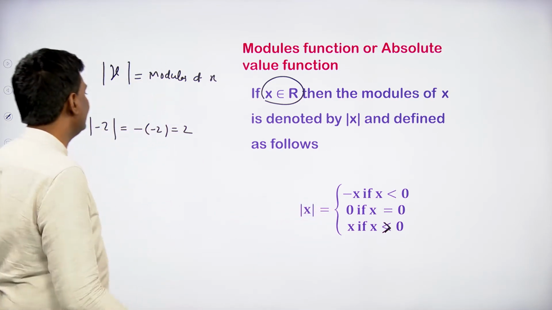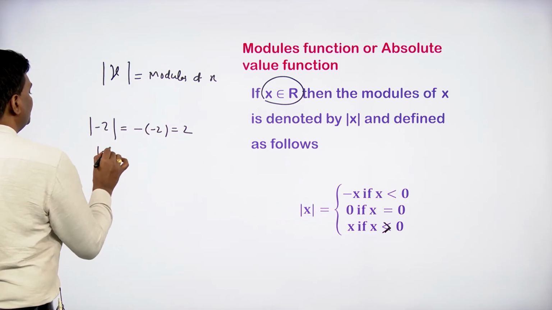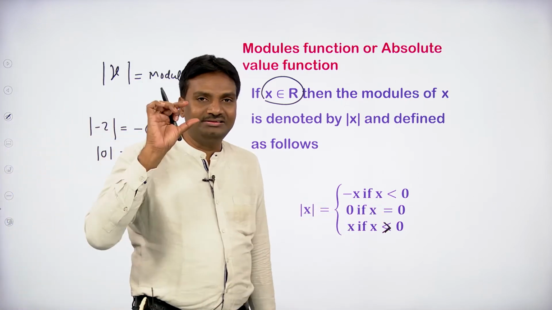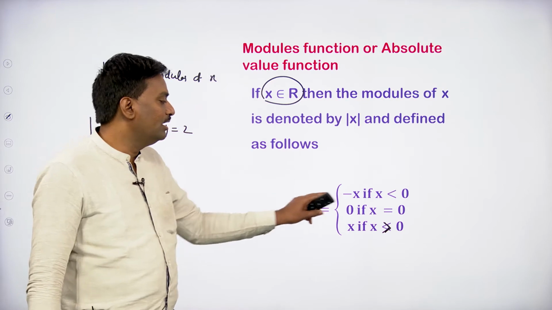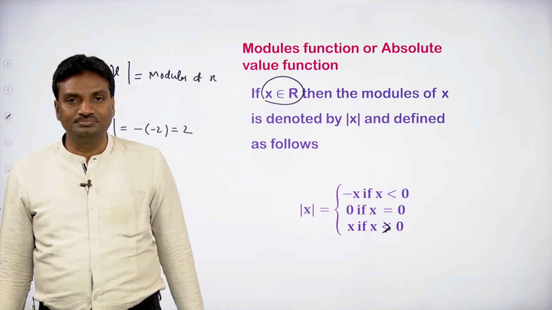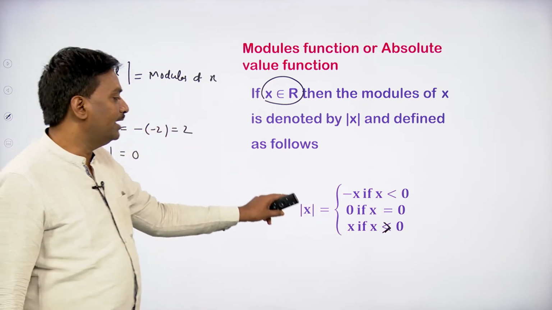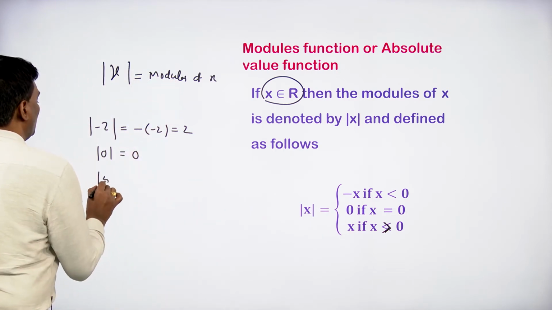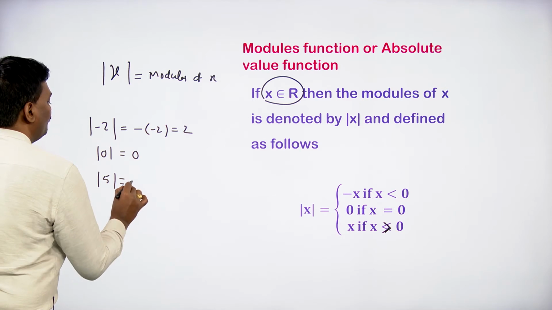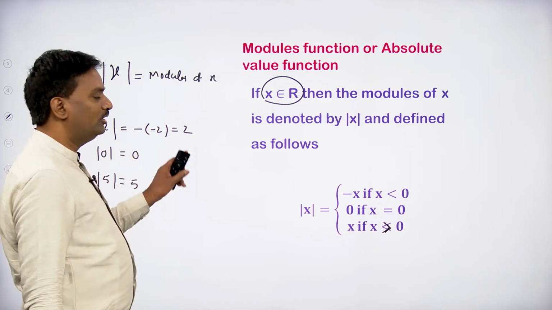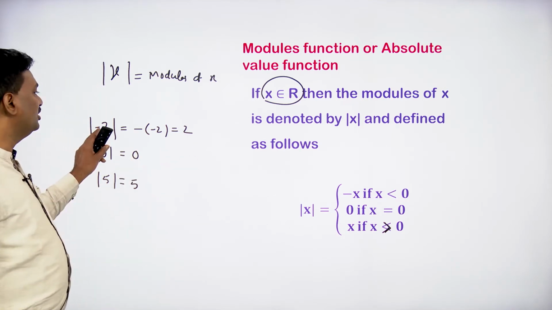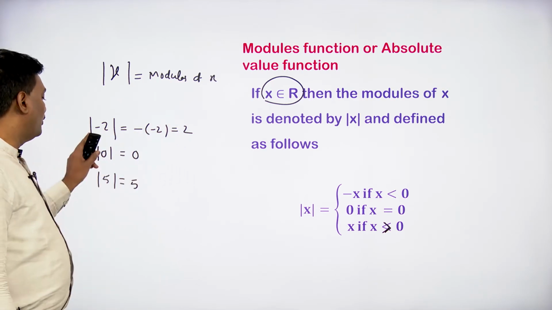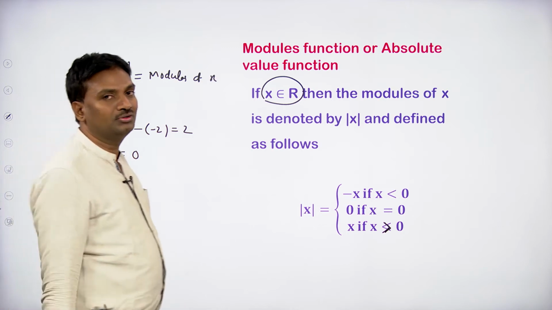Next, if you take exactly 0, modulus of 0 equals 0 only. If the value of x is exactly 0, then we can write mod x equal to 0. Next, if you take x greater than 0, suppose 5, modulus of 5 equals 5 only. By observing these three, modulus of minus 2 equals plus 2, positive, modulus of 0 equals 0, modulus of 5 equals 5, this is also positive.